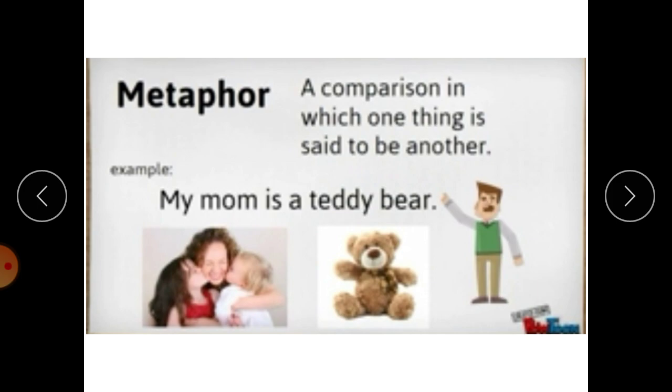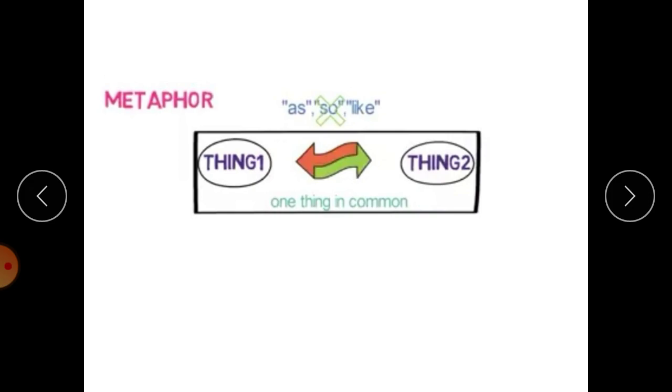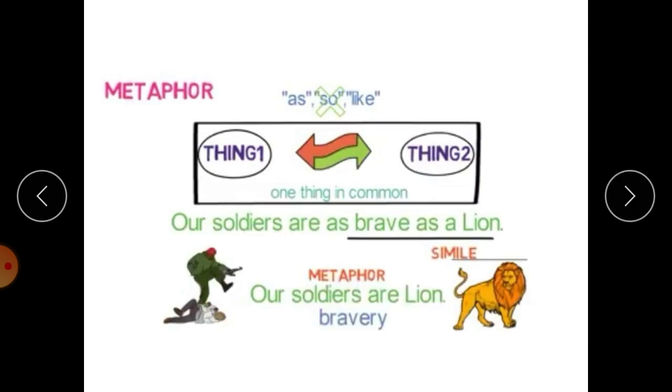Now, let's look into the next type of figure of speech, metaphor. A metaphor is a figure of speech that also uses comparison between two unlike things. And like simile, here also these two things must have one thing in common. Now you might be thinking in simile also we said the same thing, but there is a difference between simile and metaphor. While in simile we use the words as, like, or so while comparing two things, in metaphor we do not use those.